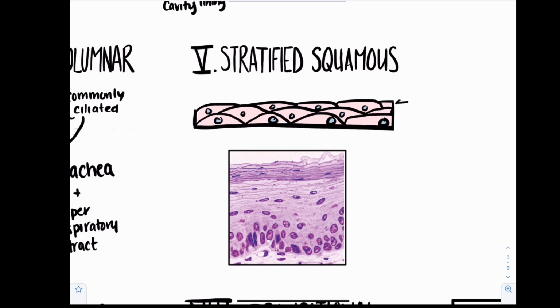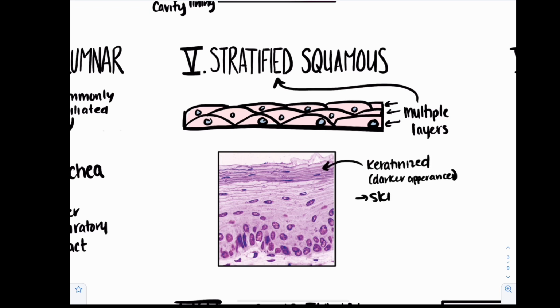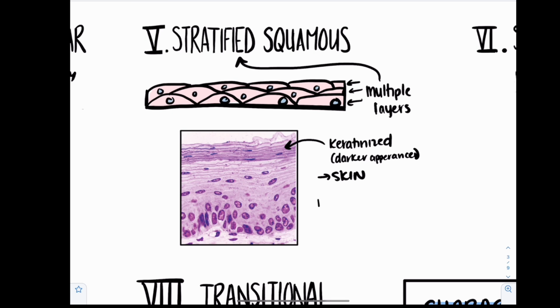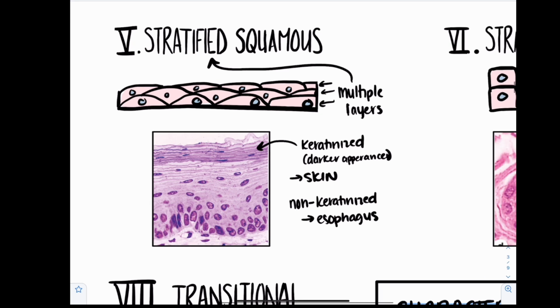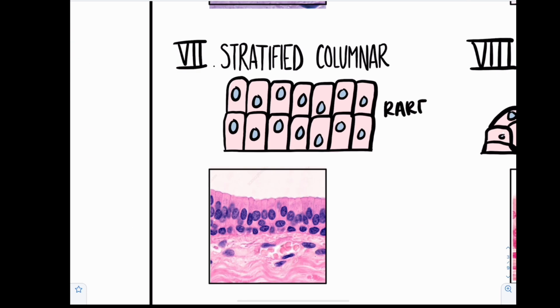Now, stratified squamous, stratified meaning many layers and squamous meaning flat, can be keratinized or non-keratinized. Keratin creates a tough armor-like surface, like what is needed for skin, whereas non-keratinized stratified squamous is found in linings that could experience abrasions like the esophagus. Stratified cuboidal is commonly found in sweat glands, and true stratified columnar epithelium is extremely rare. They can be seen in parts of the male urethra, but that's about it.